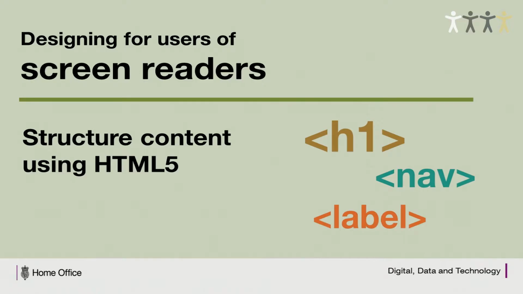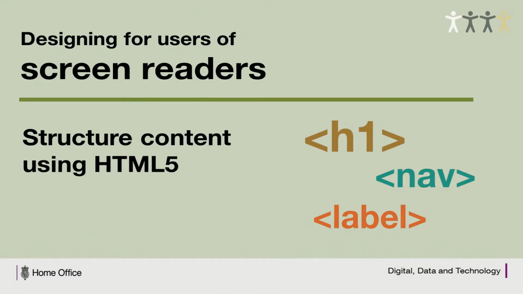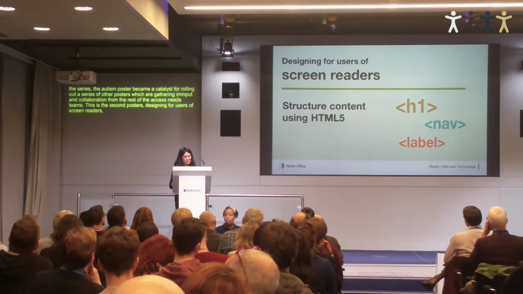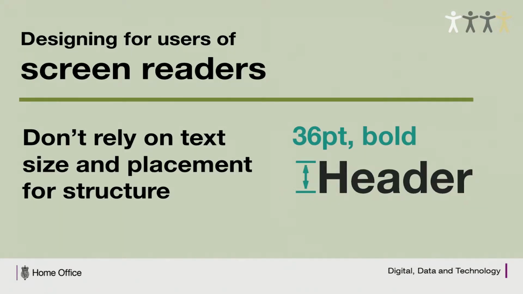So I'm going to go through some of the posters in the series. The autism poster became a catalyst for rolling out a series of other posters, for which I gathered input and collaboration from the rest of our access needs team. So this was our second poster, which is designing for users of screen readers. So we need to make sure that you structure content using HTML5, so make sure it's correctly marked up. And don't make something big and bold and pass it off as a header, because screen readers won't be able to read it properly.